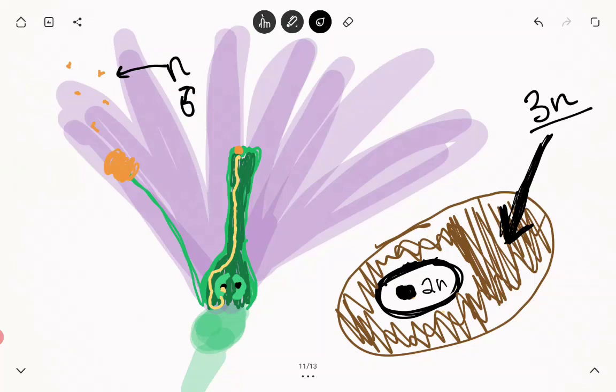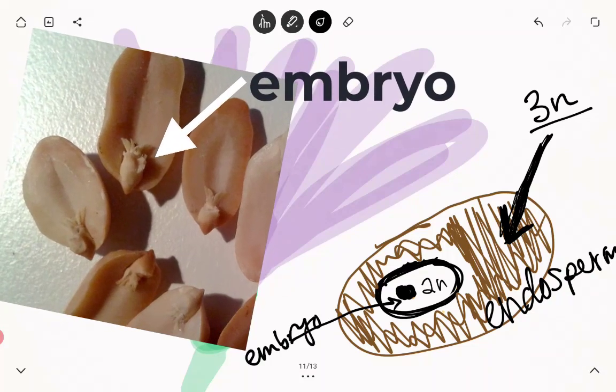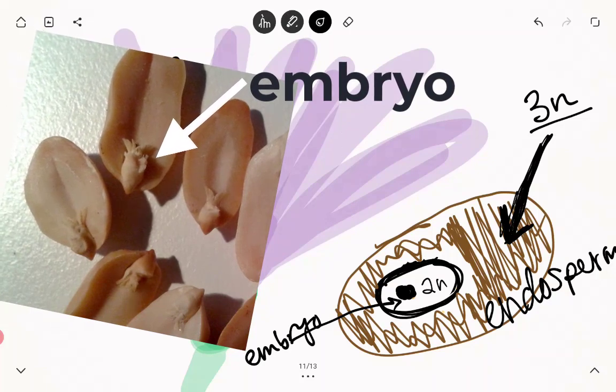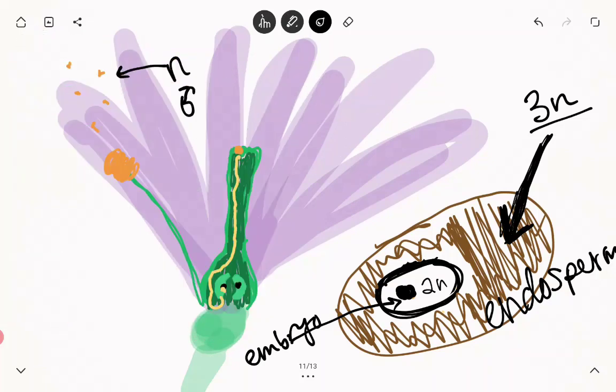Okay, but this tissue out here, this triploid, what we call endosperm tissue, endosperm, that provides energy to this embryo. So that way, as it grows, as it's germinating, until it can grow its first set of leaves, it has energy. And then once it has leaves, it can photosynthesize and has all of the energy that it'll need. The embryo then will grow into the next generation of plants, and the whole thing starts over again.